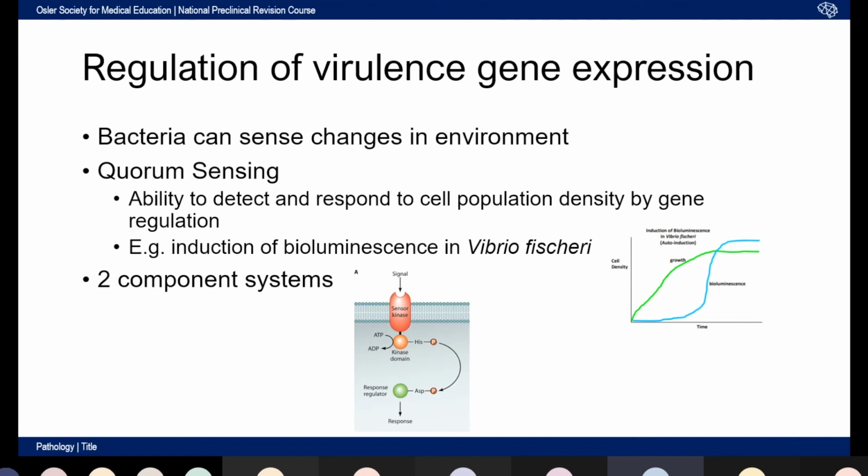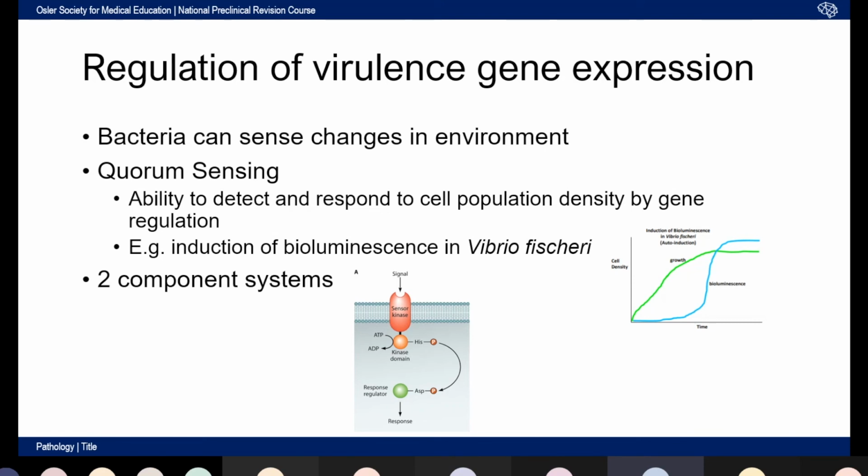So it's important that bacteria regulate the expression of their virulence genes, and they can do this by sensing changes in the environment. So, for example, temperature, nutrient availability, osmolarity, or the cell density of the bacteria themselves. So, for example, quorum sensing is the ability of the bacteria to detect and respond to their cell population density by gene regulation. So, here's an example of the induction of bioluminescence in Vibrio fischeri.